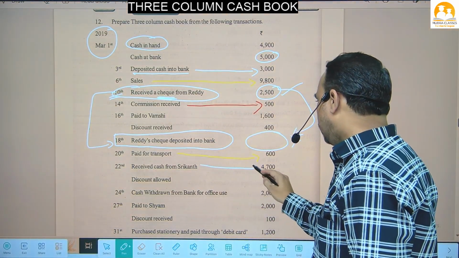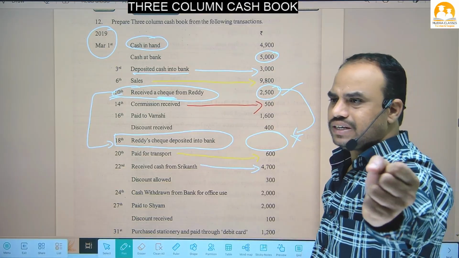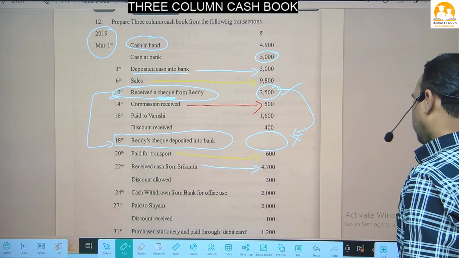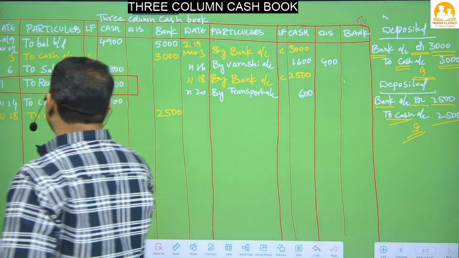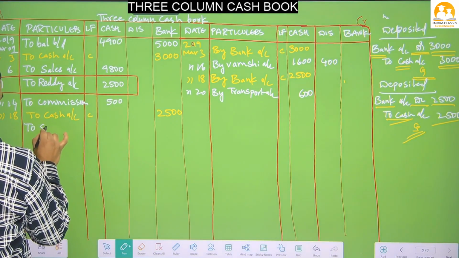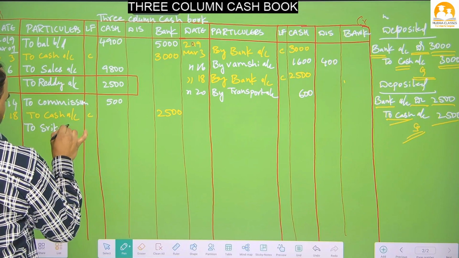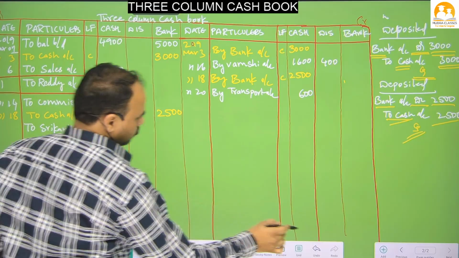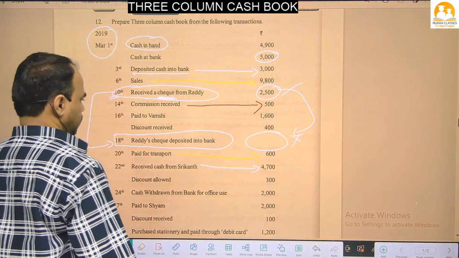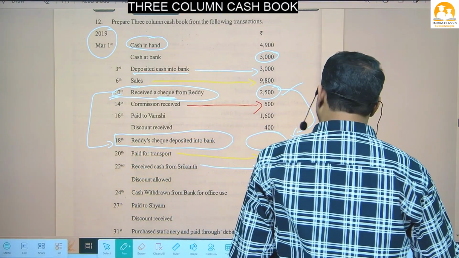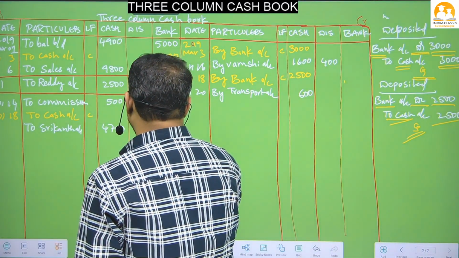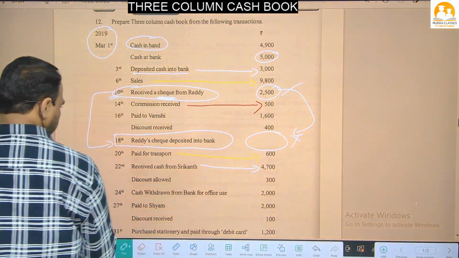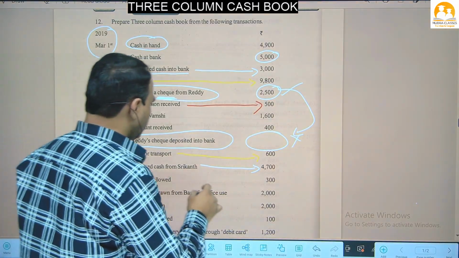Okay, see the next one. Received cash from Srikanth. So the business received cash from Srikanth. So on the debit side we have to write Srikanth, 4700. Debit side, Srikanth account, 4700. Discount allowed 300. Date 22nd.